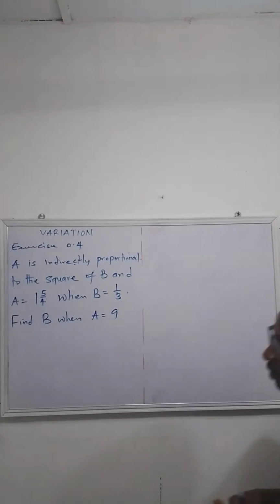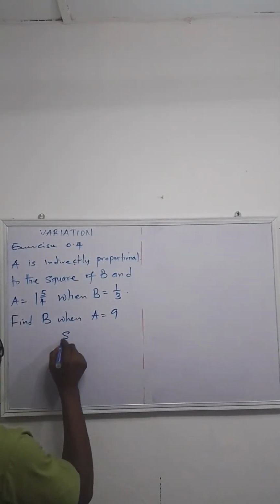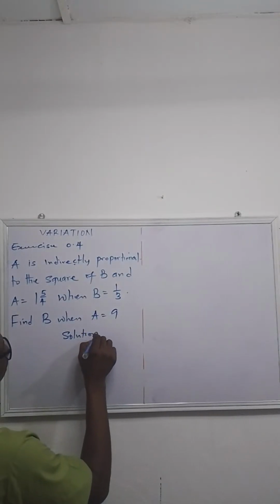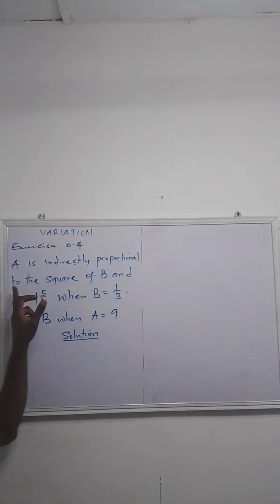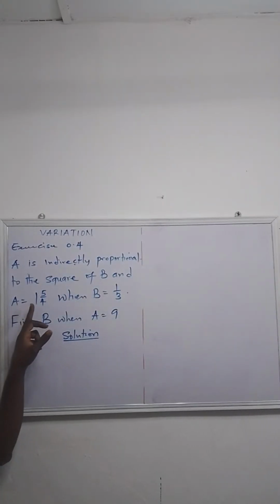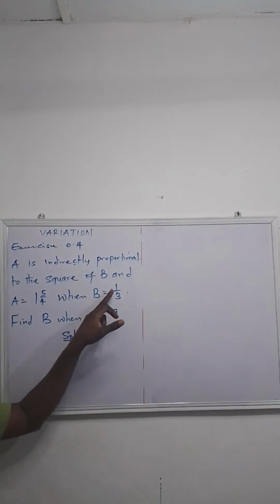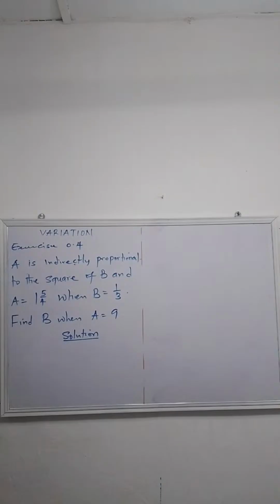Now let's look at the next question. You are given that A is indirectly proportional to the square of B, and A is 1 whole number 5 over 4 when B is 1 over 3. Now find B when A is 9. So how do you do this problem?